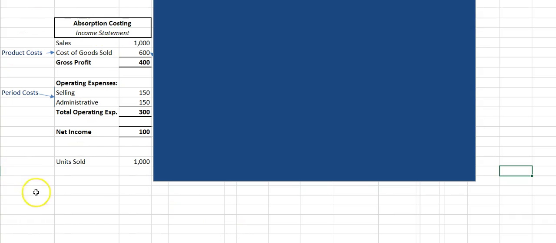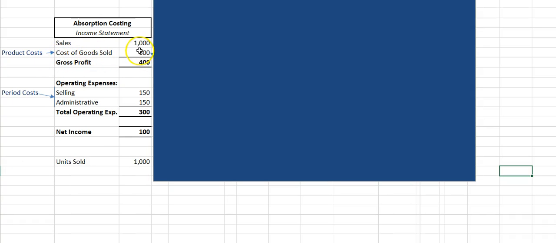So we have the absorption format again, which includes cost of goods sold and selling and administrative expenses. One of the biggest problems with this format is that we can't do a lot of the most basic analysis in managerial accounting. I like to use the example of break-even analysis, but there's other analysis that we really can't do. Why can't we do those analyses with absorption costing? Well, if you look over here, cost of goods sold has both variable and fixed components in it.